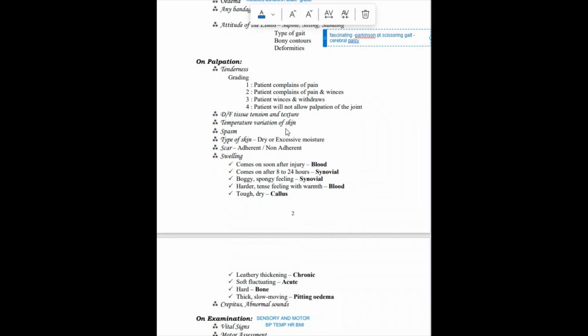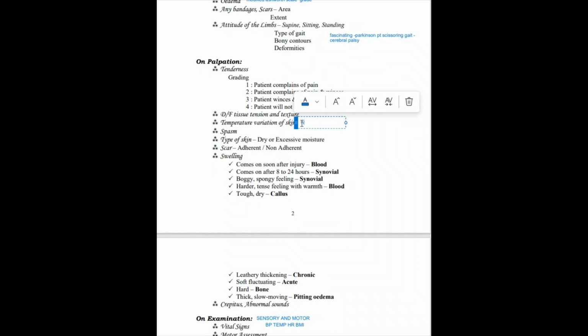After that you can look for the tension and the texture of the skin, temperature, variation of the skin, everything you need to mention here. If warmth is there or coldness of the extremities is there, all need to be mentioned.